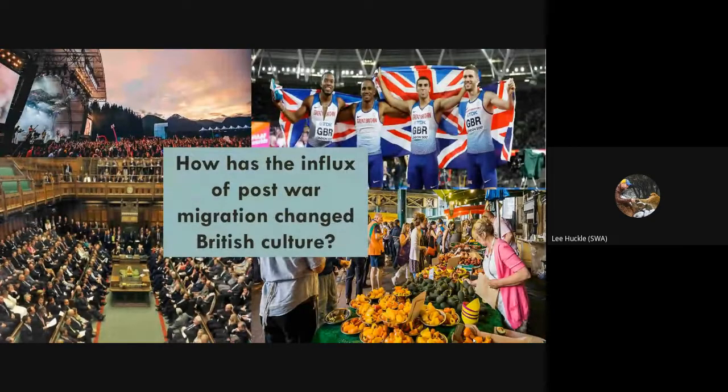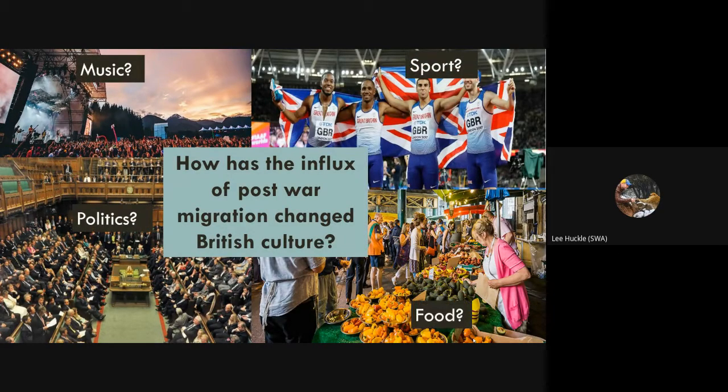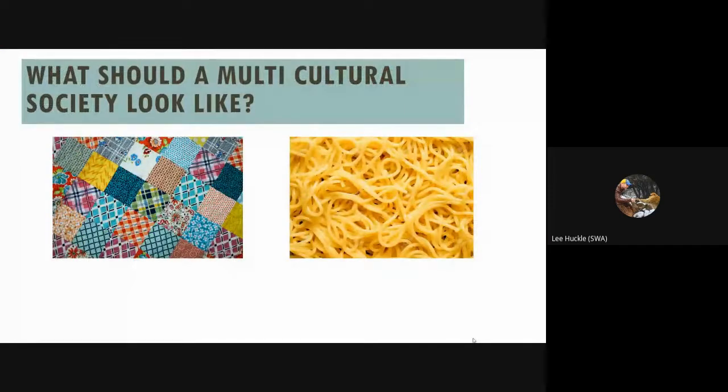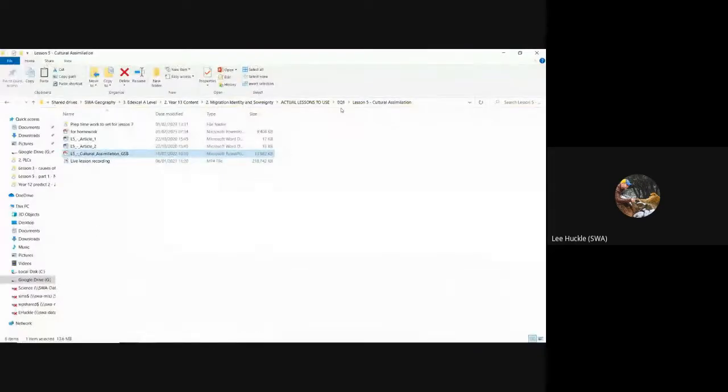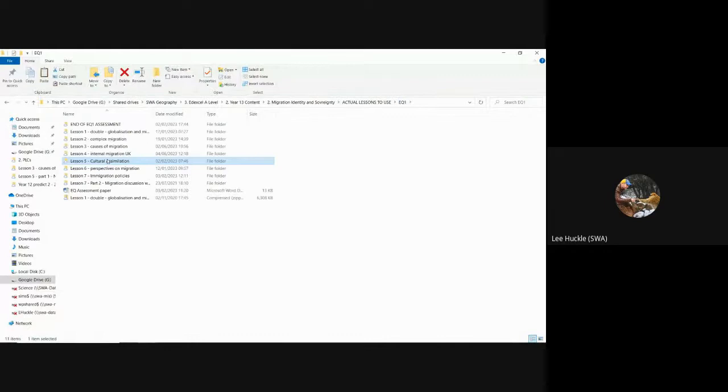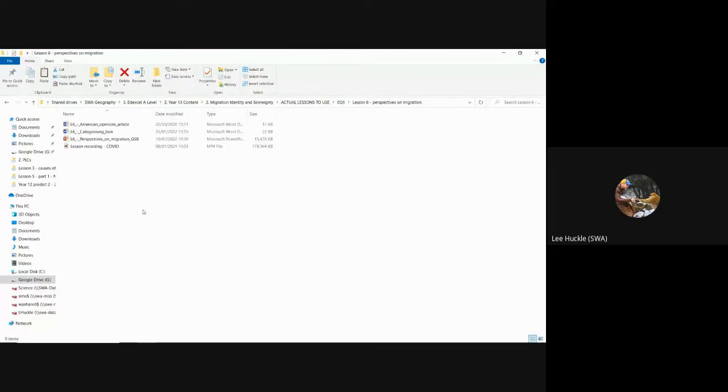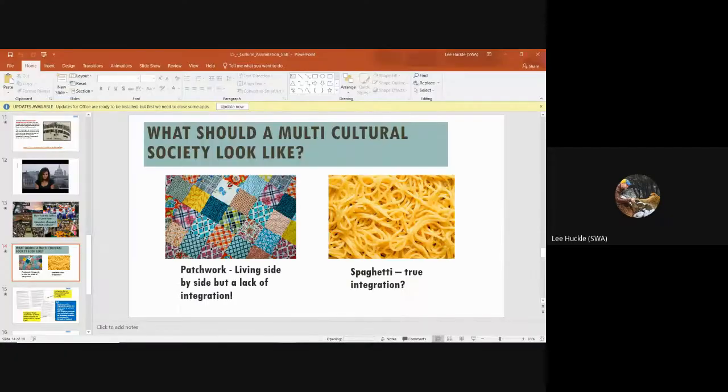And then we finished off by looking at how has migration changed British culture? In what way has it changed it? How has it changed it? In terms of music, in terms of sport, politics, food. So that rounded off the cultural assimilation lesson. Let's progress on to lesson 6, which was called Perspectives of Migration.